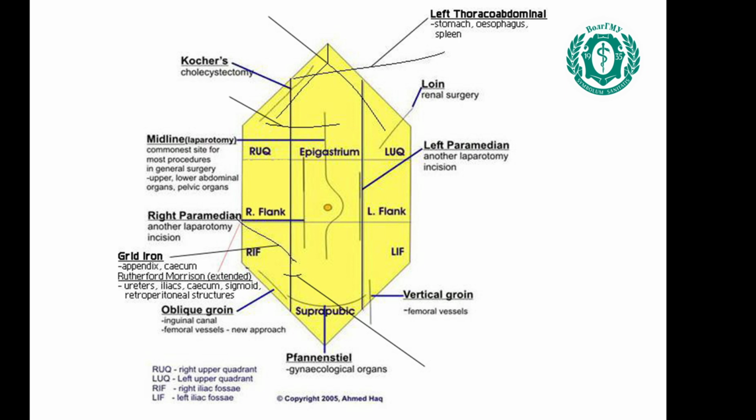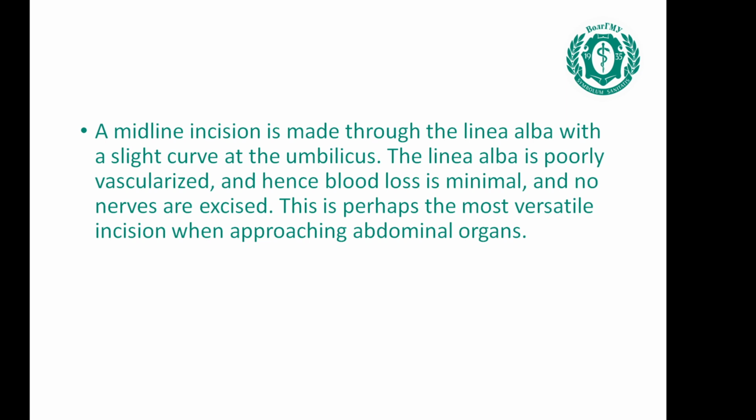The scheme of those approaches is: a midline incision is made through the linea alba with a slight curve at the umbilicus. The linea alba is poorly vascularized and hence blood loss is minimal, and no nerves are excised. This is perhaps the most versatile incision when approaching the abdominal organs.